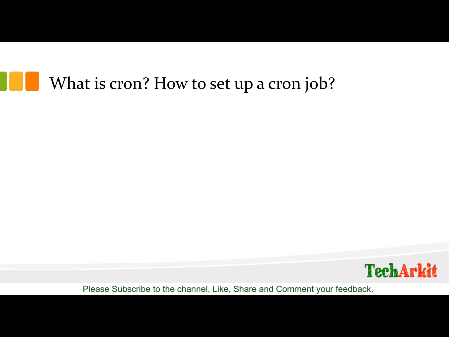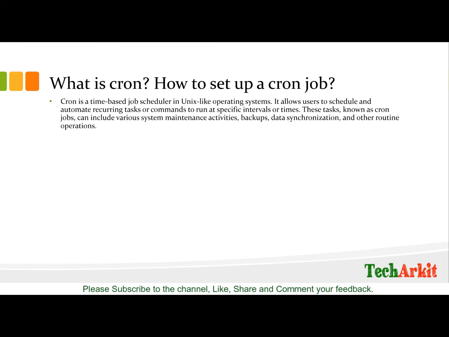What is cron? How to set up a cron job? Cron is a time-based job scheduler in Unix-like operating systems. It allows users to schedule and automate recurring tasks or commands to run at specific intervals or times. These tasks, known as cron jobs, can include various system maintenance activities, backups, data synchronization, and other routine operations.